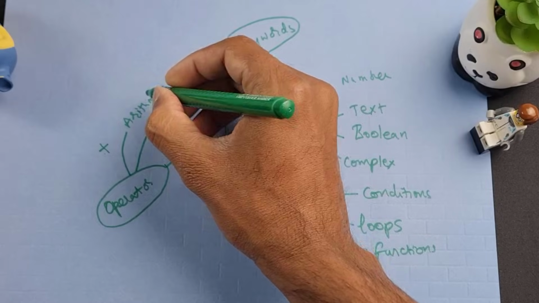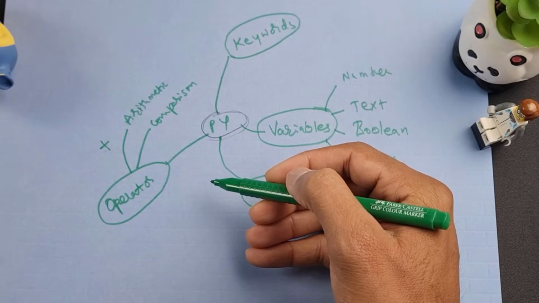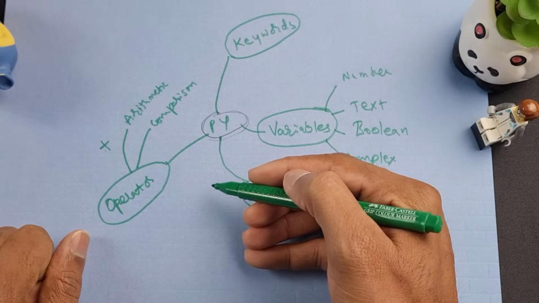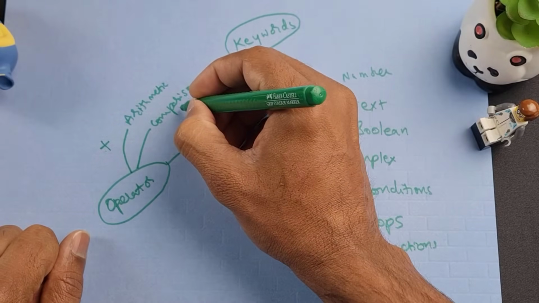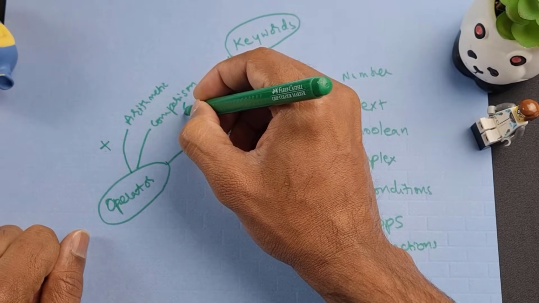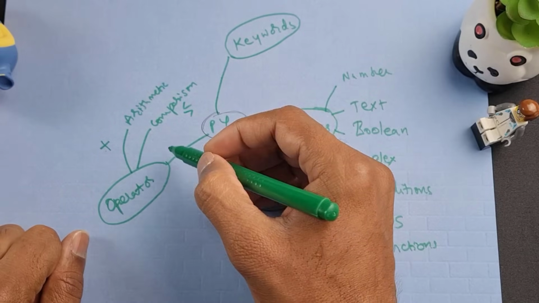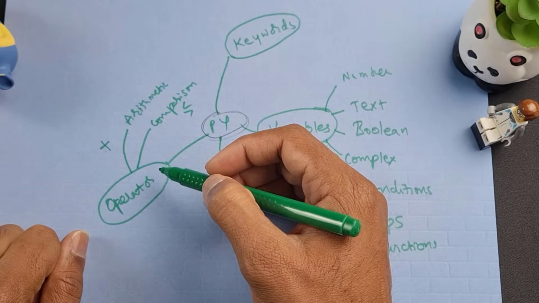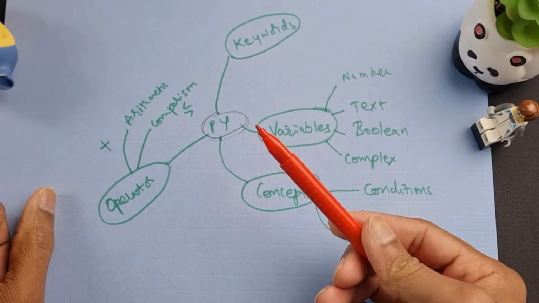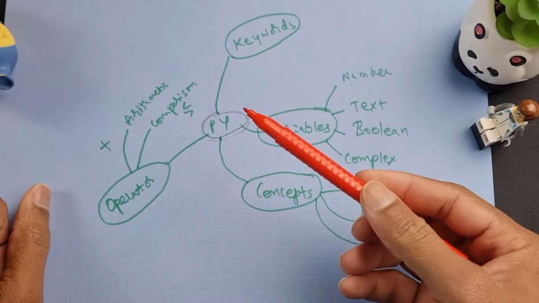So for example, plus is my arithmetic operator, but if I want to check if one value is greater than or less than another value, I would use the comparison operator, such as less than, greater than, etc. We will play with these things in our examples very soon. Time for a new pen because we are going to talk about some more things.